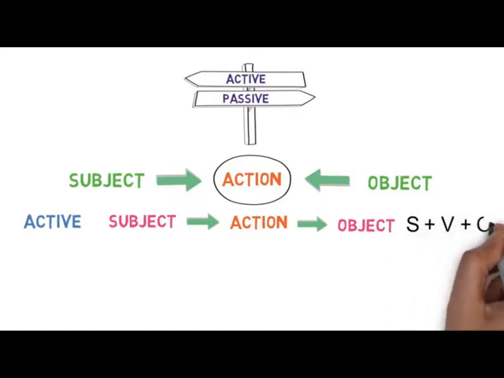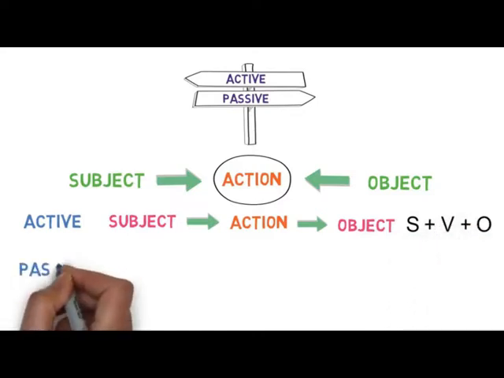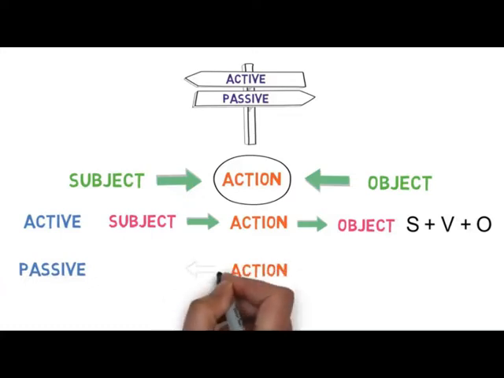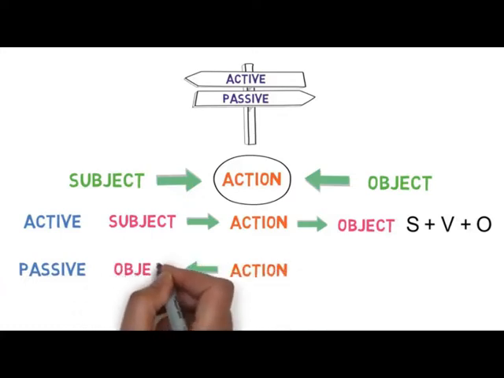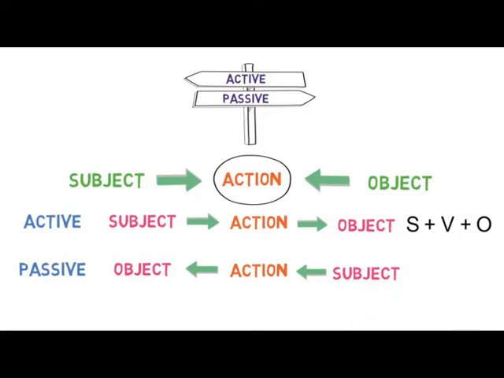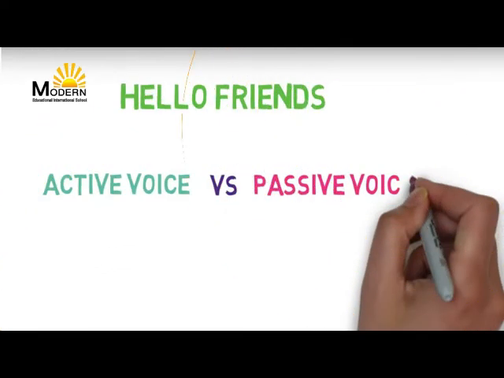Passive voice is object plus action and finally the subject. This is the passive voice. We will start with object, then helping verb to be, third conjugation, and finally the subject.